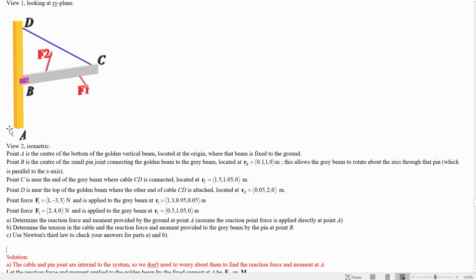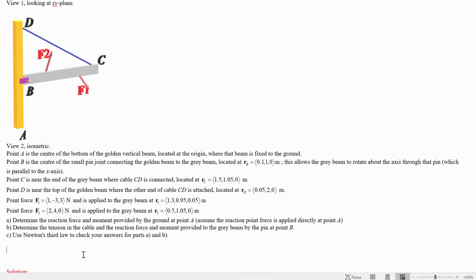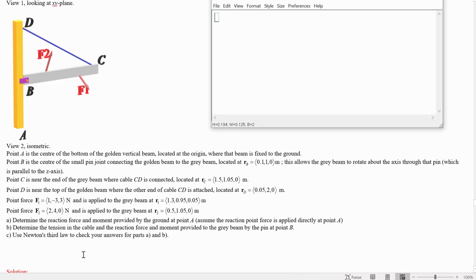So first thing, to find the reaction force and moment at A, we can recognize that the cable and the pin are internal to this system, so we don't really need to worry about that. We'll just view this whole thing as one object and say that the net force on it from this reaction force plus those 2 forces has to be 0. So for the whole object, the force from A plus F1 plus F2 has to be equal to 0, because that's the net force on the whole thing. So the sum of the forces on the whole object is equal to this, and that must be 0.